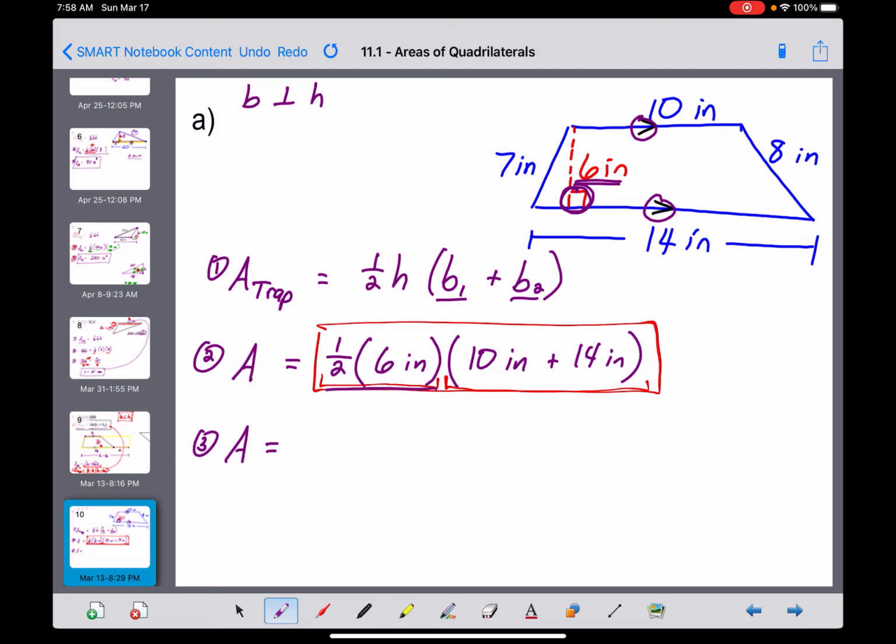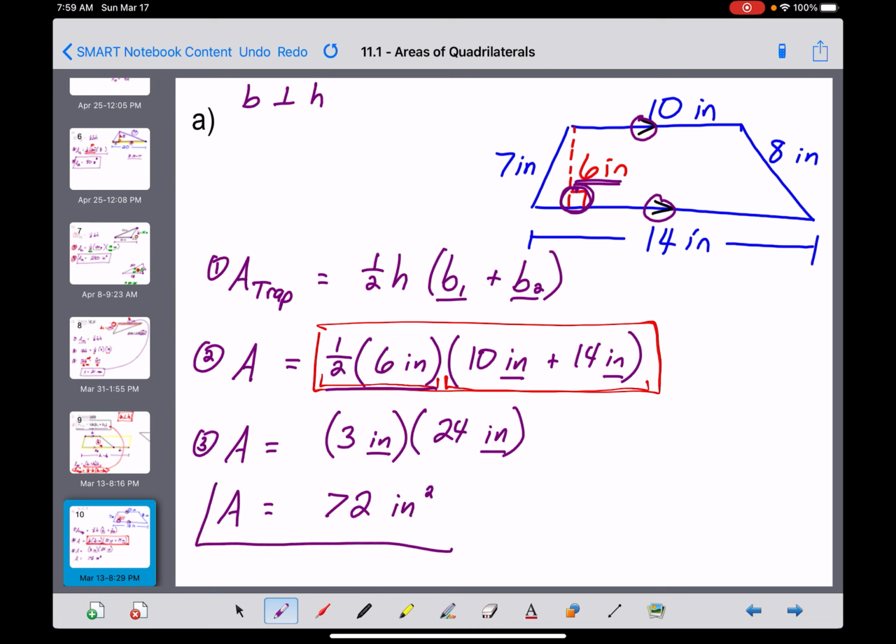So for me, 1/2 of 6 inches is going to end up giving us 3 inches. And then in parentheses, 10 inches plus 14 inches is going to be 24. And when you're adding units together, inches plus inches, that still gives you inches. So now it's a multiplication problem. 3 times 24 is going to be 72, and inches multiplied by inches are going to give us square inches. So that's our answer here for this example. The area of that trapezoid is going to be 72 square inches.